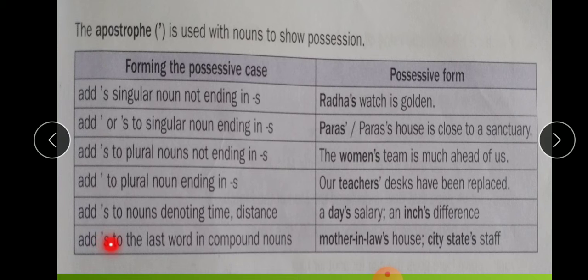Add apostrophe s to the last word in compound nouns. Mother-in-law's house, city's, state's, staff. Now this is a compound noun. Examples: mother-in-law's and city's. So this way we can use an apostrophe to show the possession.